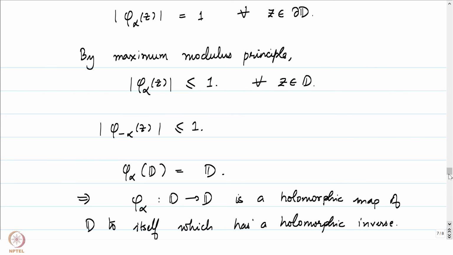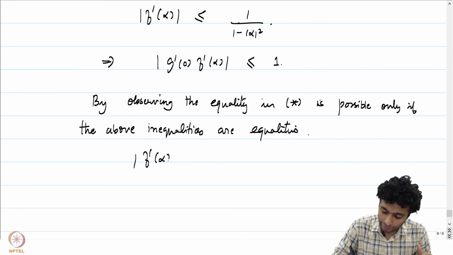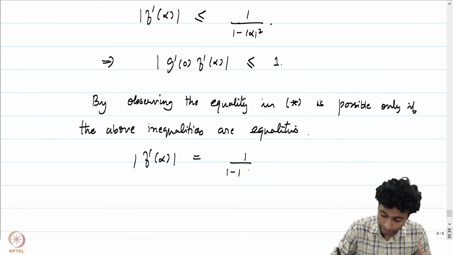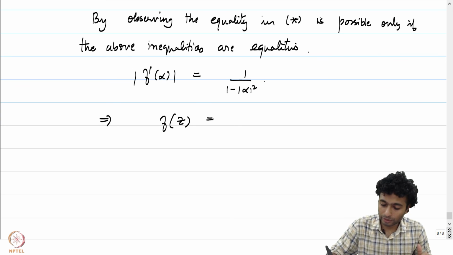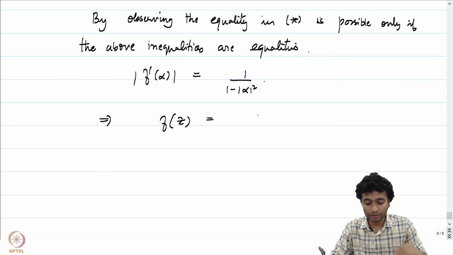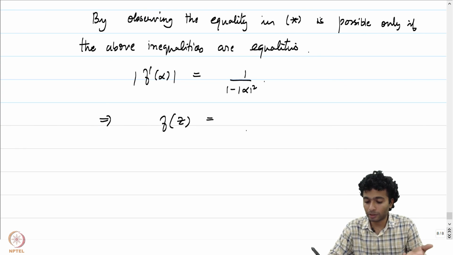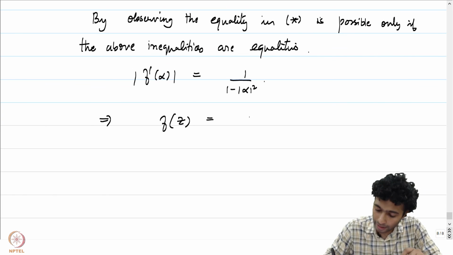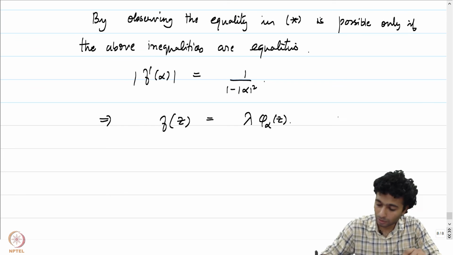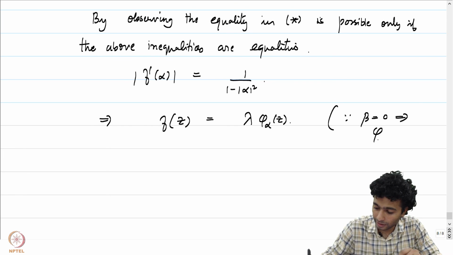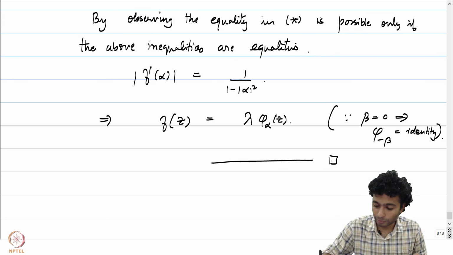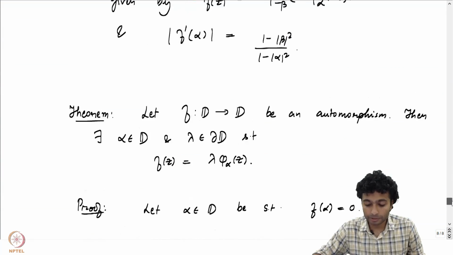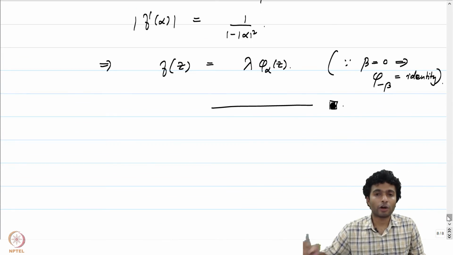In particular, |f'(α)| is equal to 1/(1 - |α|²), and that is possible only if f(z) is equal to, remember that α is getting mapped to 0 here, so in particular β is 0, so φ_{-β} is going to be equal to φ_0, which is just the identity, and there is some λ times φ_α(z). Since β equal to 0 implies that φ_{-β} is the identity, that is precisely what we had set out to prove. So by using the maximum modulus principle and Schwarz's lemma, we have given a characterization of all automorphisms of the unit disk.